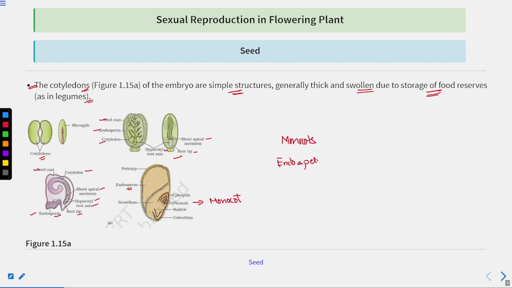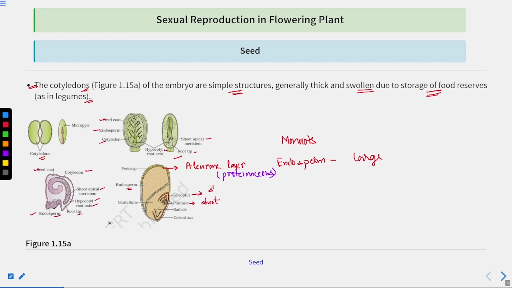The endosperm is quite large, and it is surrounded by the aleurone layer, which is made up of proteins. Clear? So this is the aleurone layer, a proteinaceous layer. Now here you can see the coleoptile. Coleoptile is the sheath that encloses the shoot tip. Plumule. Plumule gives rise to what? Plumule gives rise to the shoot.